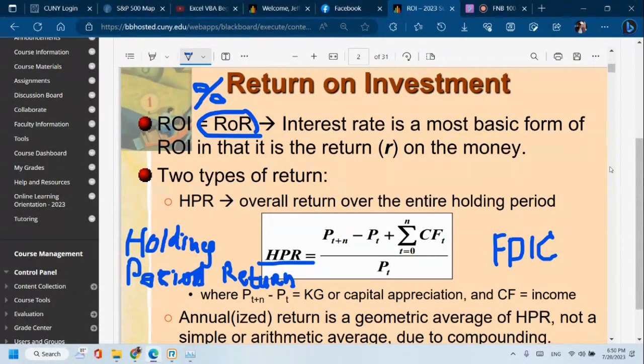So to cut the long story short, the interest rate on a bank deposit is the safest return on investment you can get. However, that means it's the lowest, right? Because you're not taking any risk. It's a riskless return on the money. With no risk, there comes low return, right?